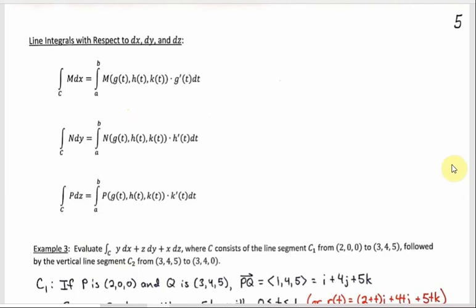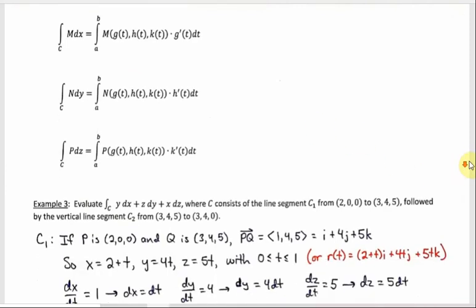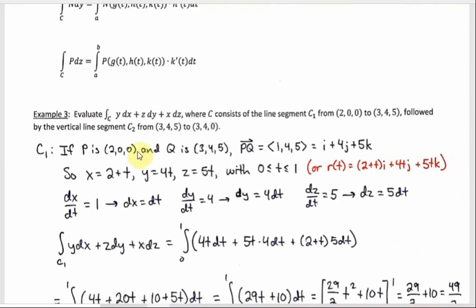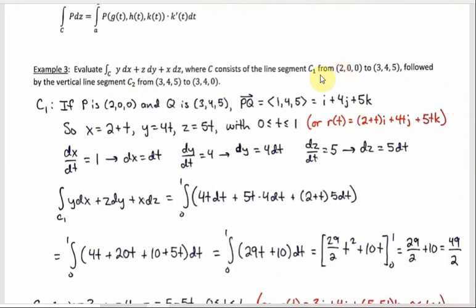But then this example down here is one where it's set up to use those, right? Because we've got a piece where we're integrating with respect to x, a piece where we're integrating with respect to y, a piece where we're integrating with respect to z. And also the curve is in two pieces, right? We've got a line segment C1 and a line segment C2. So just like in section 16.1, you've got to go piece by piece. You've got to do C1 by itself, then you've got to do C2 by itself.